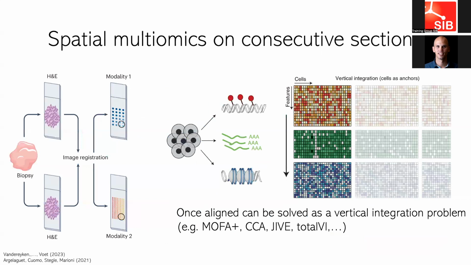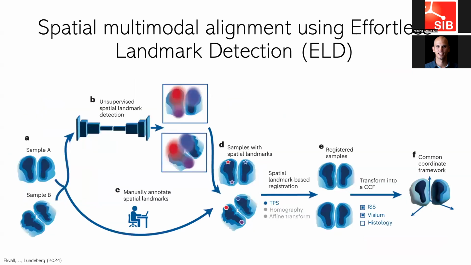Just to give you an example of how this can work, there's a method called ELD, effortless landmark detection. The way they do this is that you have your two sections. You do landmark detection separately for each section, right? There are tools to do this. So you get automatically identified landmarks. And then you can use existing methods to do landmark-based registration. These tools will try to find the best matching between the landmark sets that you identified in both sections.